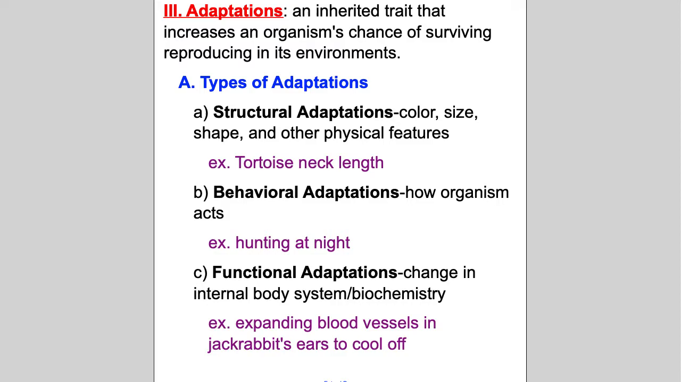So there are three types of adaptations: structural, behavioral, and functional. Structural, you're looking at color, size, shape, other physical features. So like the tortoise neck length, that would be a structural adaptation. The beak of a finch, structural adaptation. Behavioral adaptations, how it acts. So we have some organisms that are nocturnal. They're active at night. They stay out of the heat of the day. Okay, so like snakes.